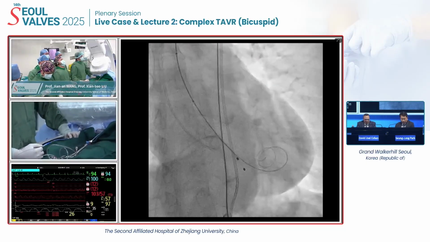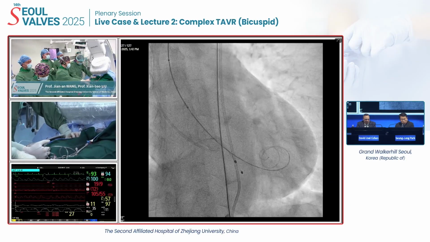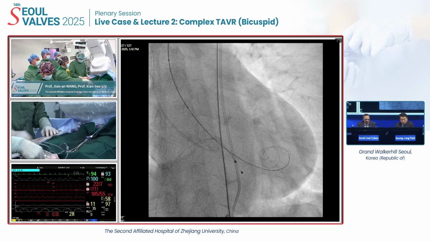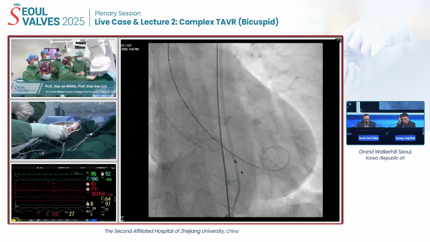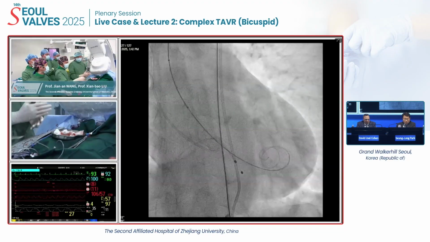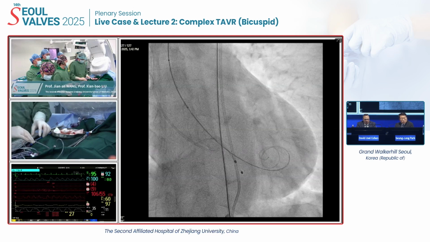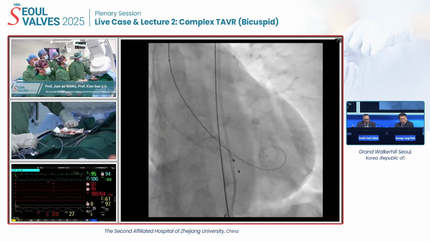So if we use too small a balloon, we cannot get the information on how big a device we can select. Regularly we use one size down compared to the annular size, right? Yeah. Okay, so that's the balloon size. So now we select the 23 balloon.